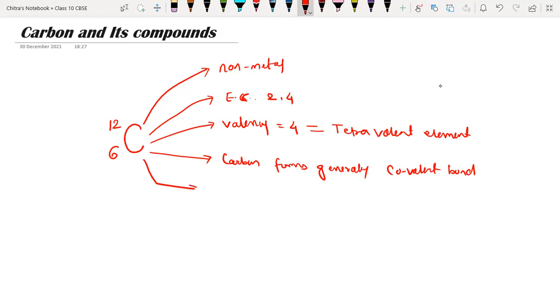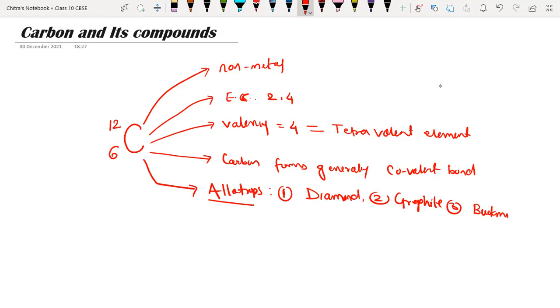Then carbon has allotropic forms, the allotropes of carbon. The important allotropes of carbon: first we have diamond, second graphite, and third we have Buckminsterfullerene, also called fullerene or buckyball.